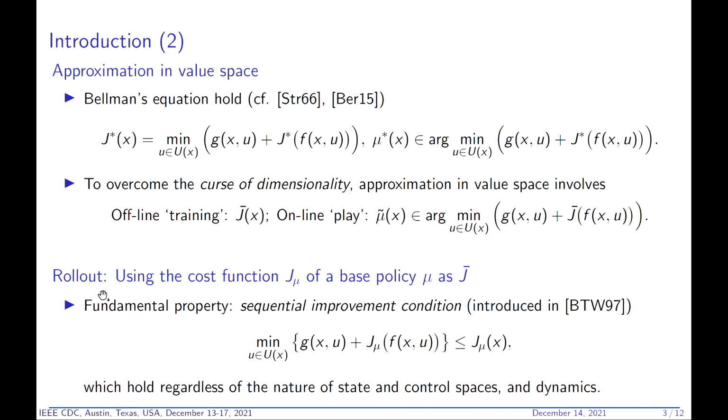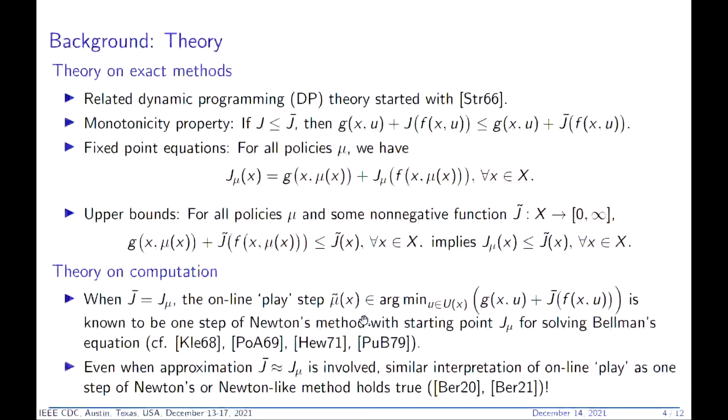Rollout is a special case of approximation in value space where one uses the cost function of a base policy as J bar. A fundamental property that holds for rollout is called the sequential improvement condition, which states that in place of J star, if we use J mu, then the value of this expression is upper bounded by J mu, and it holds for a broad class of problems.